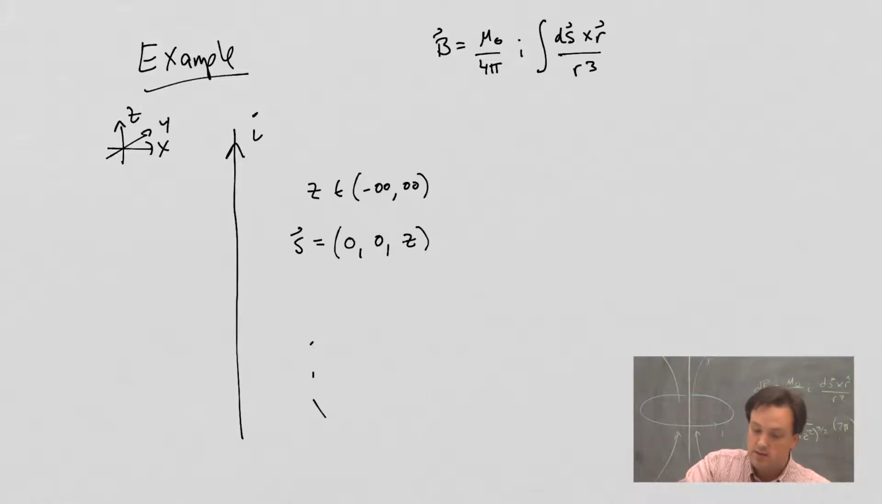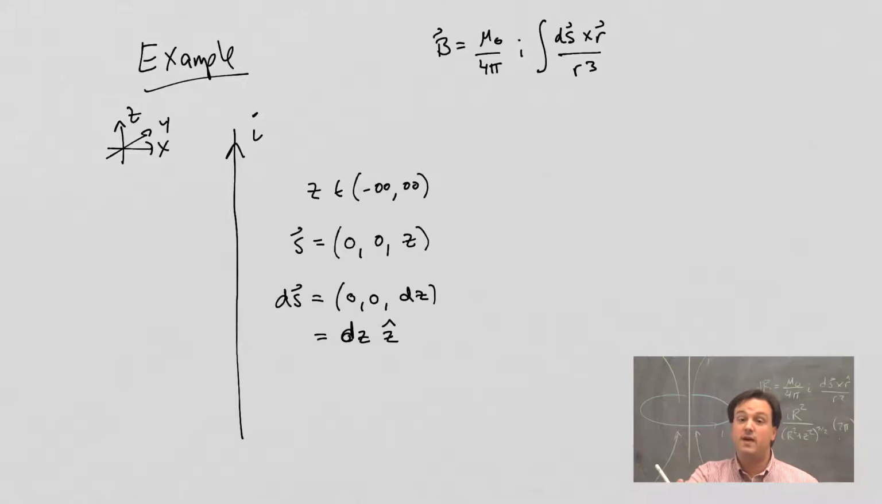And so ds then is going to be the implicit derivative of this, which is going to be, well, the derivative of 0, 0, 0, so 0, 0. The implicit derivative of z: well, the only thing that z depends on is z, and so I get dz, which is just dz in the z hat direction. Okay, so now I've defined my ds by first defining my path and then taking the implicit derivative of it. So that defines my ds.